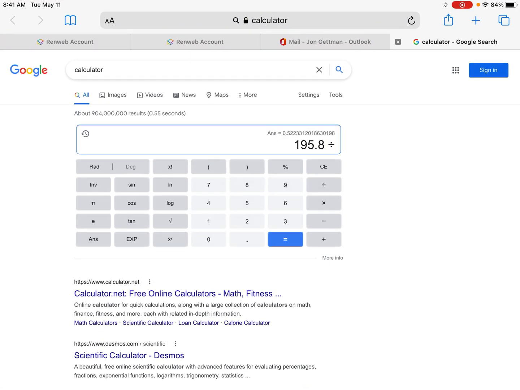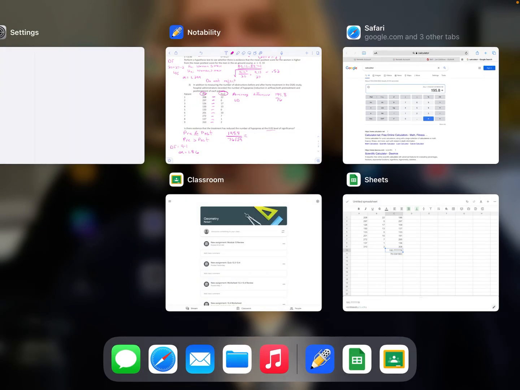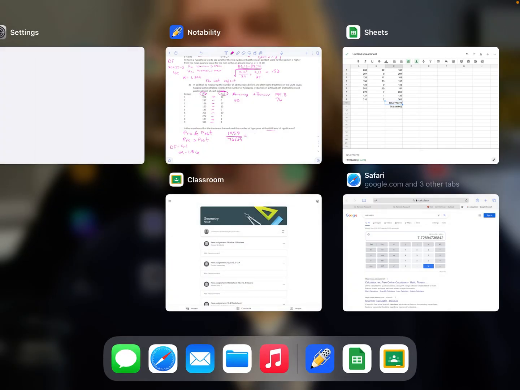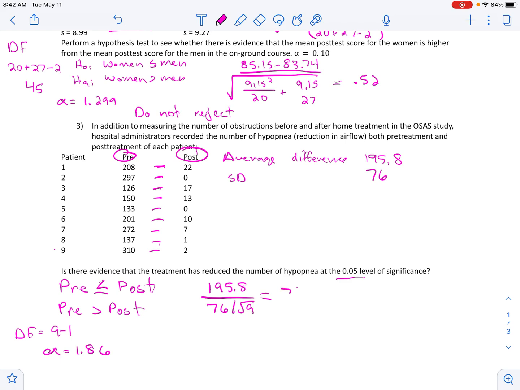195.8 divided by 76. So I do need to put that parenthesis in the bottom. 76 divided by the square root of n. It equals, and we get 7.7. So this is 7.7. So we would reject.